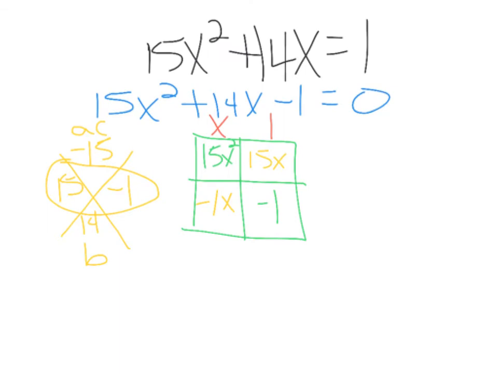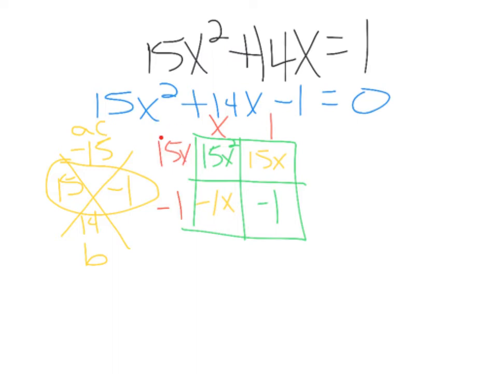Between 15x squared and 15x, the greatest common factor is 15x. Between negative 1x and negative 1, the greatest common factor is negative 1 since both terms are negative. If I check to make sure that all of the individual boxes have the correct area by multiplying, I will know that I factored it correctly.